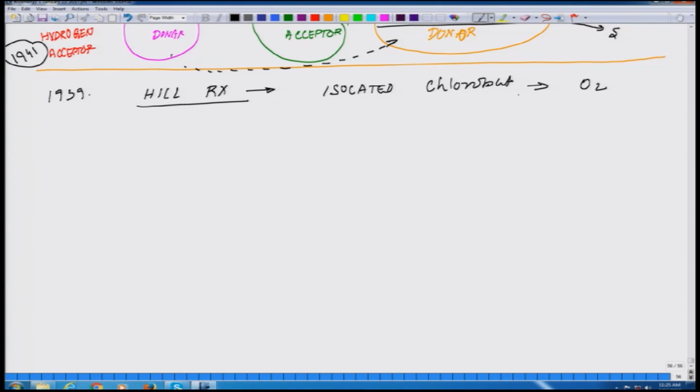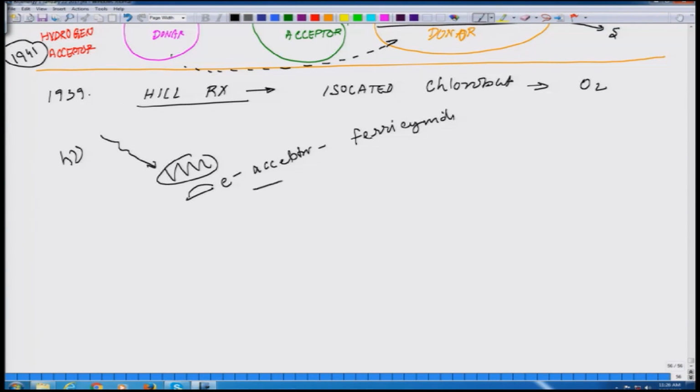What he observed is that when he took an isolated chloroplast like this and illuminated it with light, in the presence of a suitable electron acceptor in the form of ferricyanide, he found that ferricyanide is reduced to ferrocyanide. So, this is the ferro and this is the ferri. There are 3 points he dissected out.